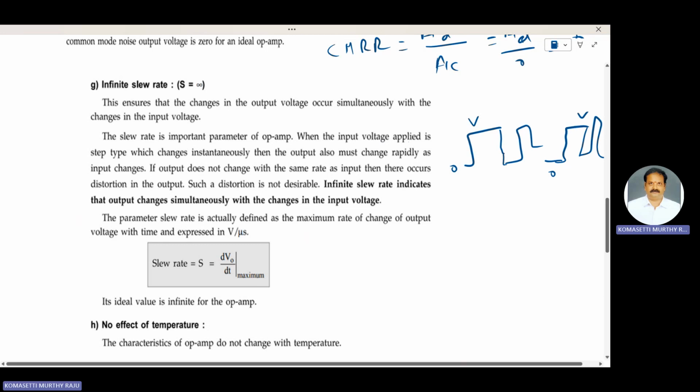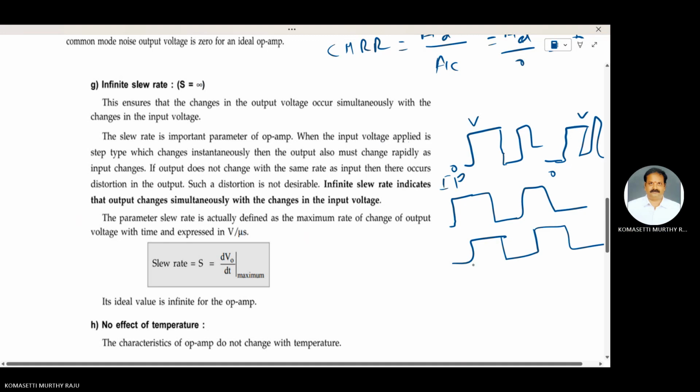When a step-type input voltage is applied, which is a combination of two steps, that is the square wave voltage, it changes instantaneously. Then the output also must change rapidly as the input changes. This is the input side change. The output side change is also the same as the input side change. This is the output waveform here.